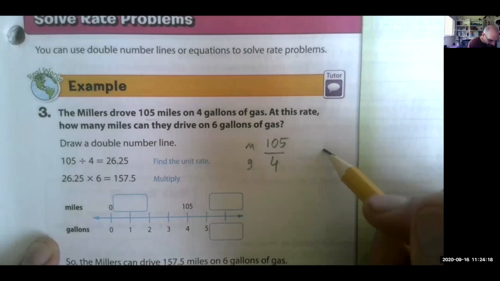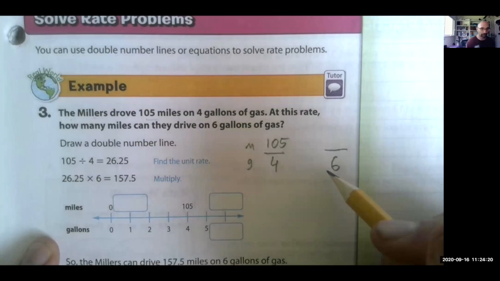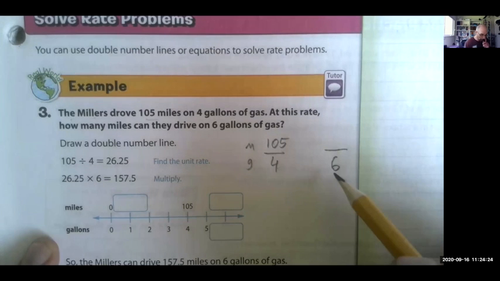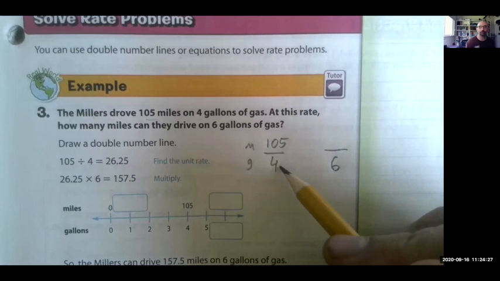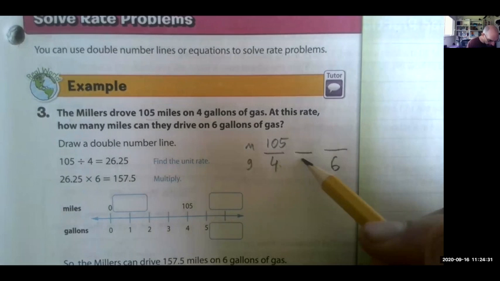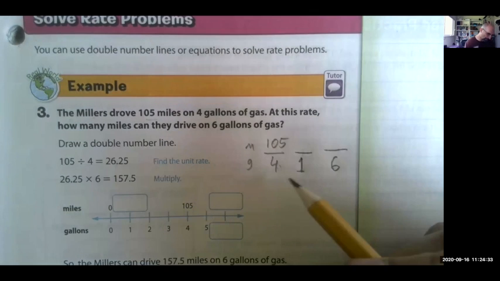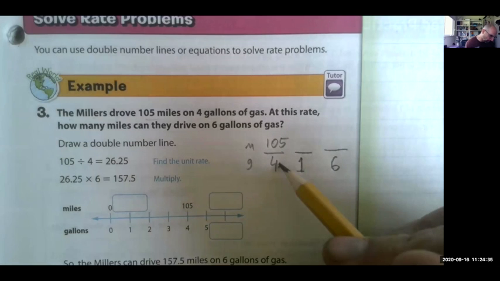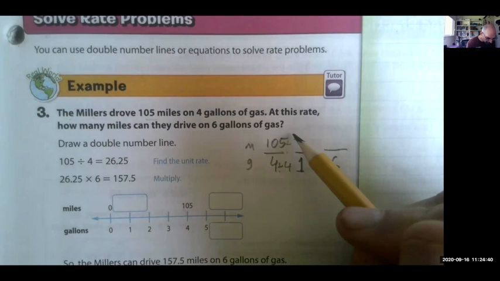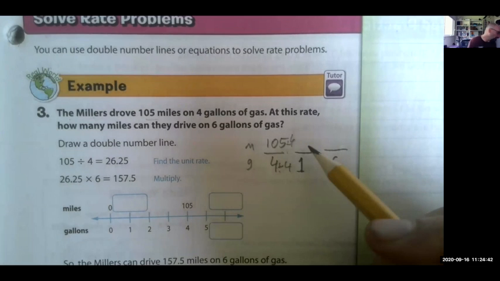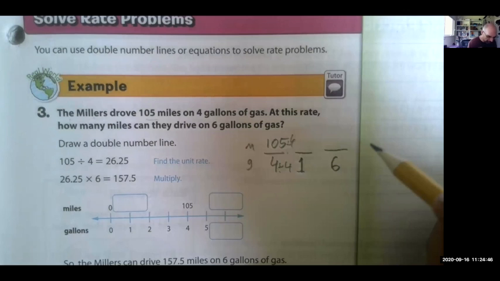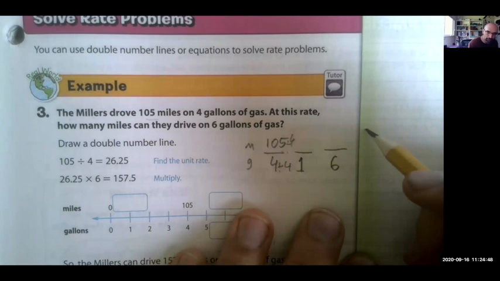So here we have 6 in the gas category. Well, 4 times nothing is 6, so it's going to be kind of hard. But let's figure out how many miles they get on 1 gallon of gas. So let's put a 1 here in the middle. Well, this I can do. I know 4 divided by 4 is 1. So now I have to do 105 divided by 4, and it doesn't go evenly. So 105 divided by 4, let's write it out here.